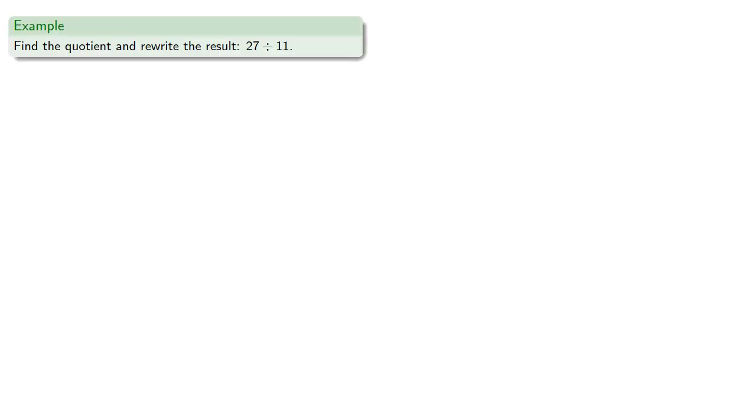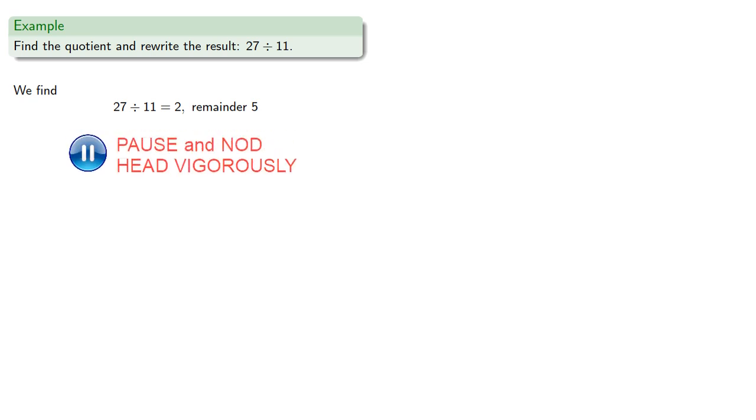So for example, we can find the quotient and rewrite the result, 27 divided by 11. We find that 27 divided by 11 is 2 with remainder 5. And so we know that 27 is 2 times 11 plus 5. Now, this should be pretty familiar. However, there is a conceptual depth to it that we need to go into.